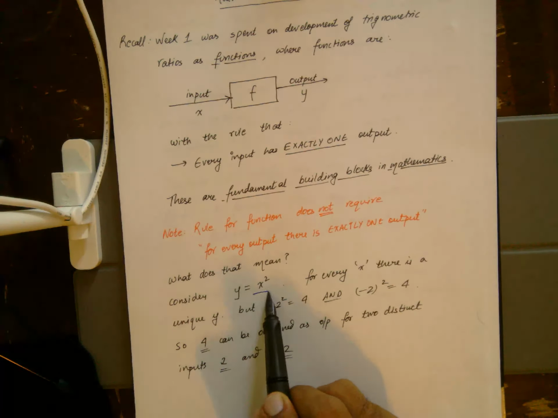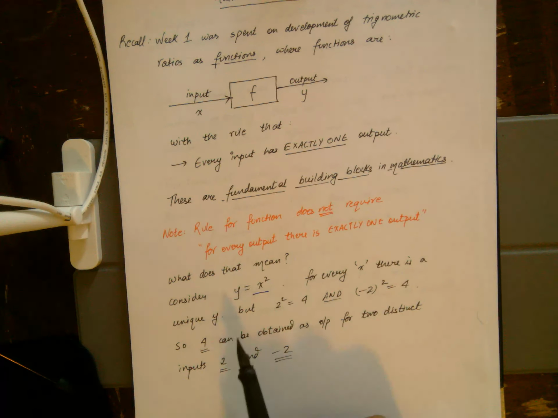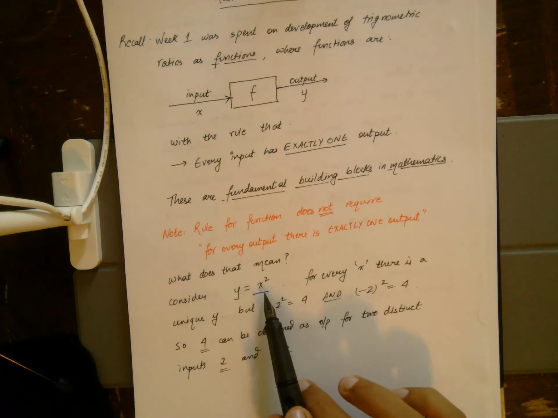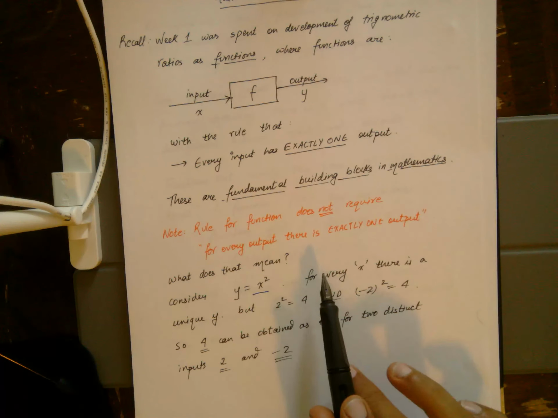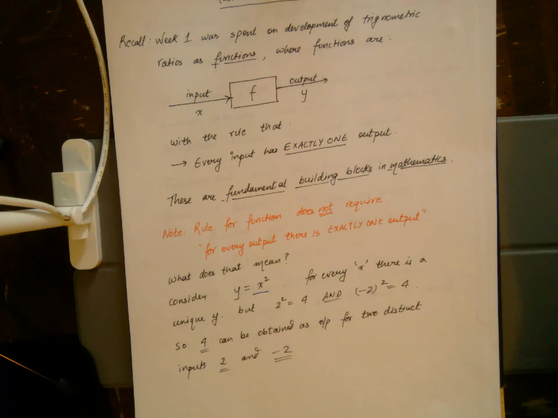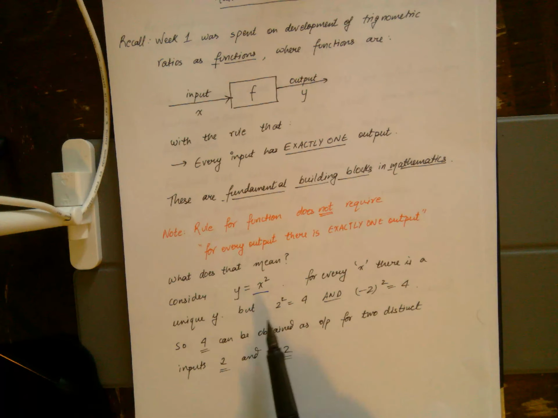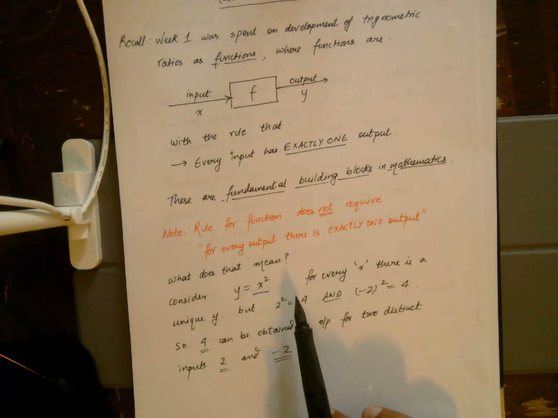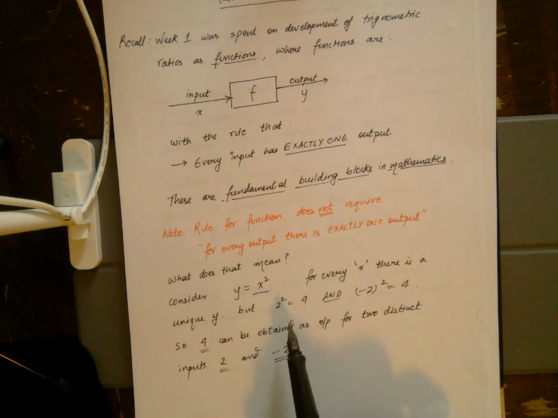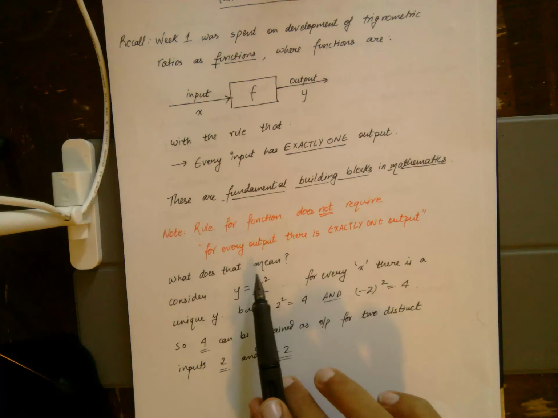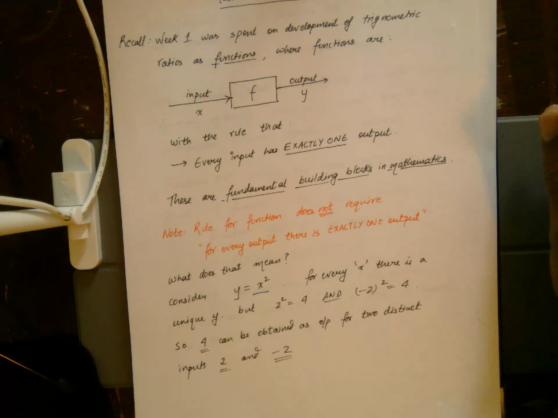Consider y equals x squared. Then for every x there is a unique y. Meaning, for example, when x is 0, 0 squared is 0. When x is 10, 10 squared is 100 and nothing else. There is no ambiguity. But if you look at the output, how many ways are there to get an output of say 4? There are two ways. 4 can be obtained as an output for two inputs, 2 and negative 2, meaning 2 squared is 4 and negative 2 squared is 4. So this means that for a function, we don't necessarily have this rule that for every output there is exactly one input.